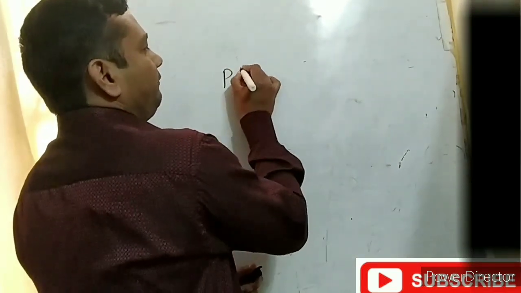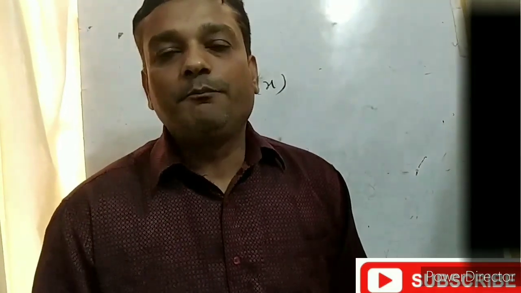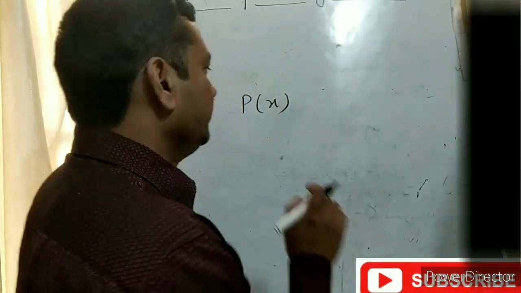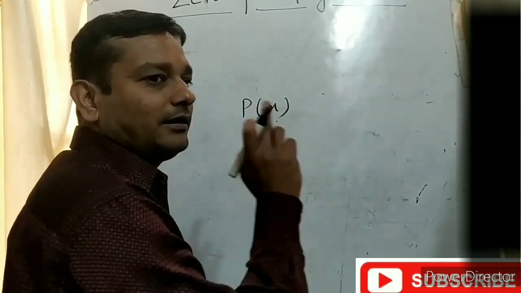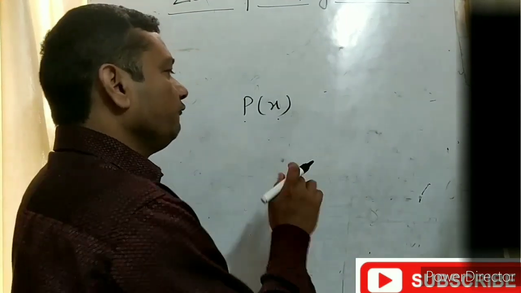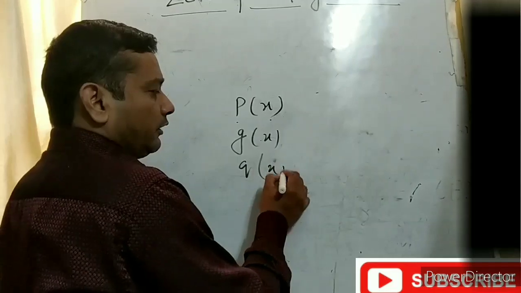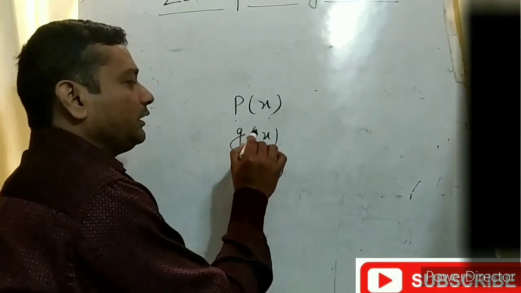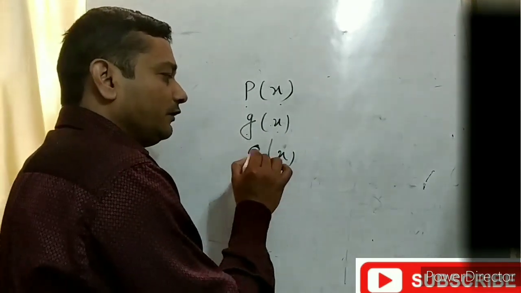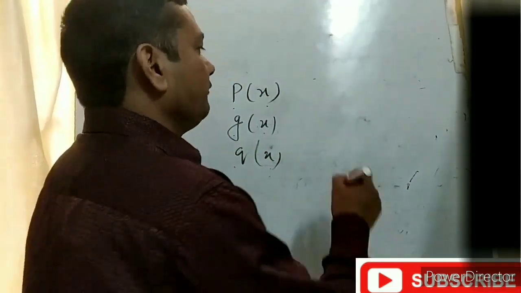Suppose I write p(x), what is the meaning of that? The meaning of p(x) is the polynomial in variable x. Same way we can write g(x), q(x), r(x). The meaning of that is again the same, the polynomial in variable x. What happens if somebody writes p(y)?